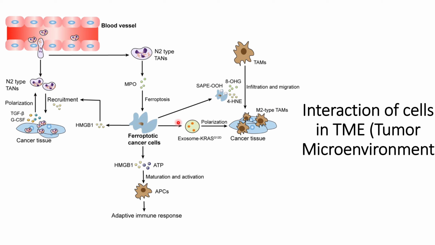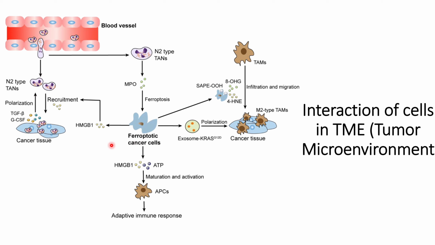So what will happen is that the DAMPs and other cytokines that are released by the ferroptotic cells because of the immune response will ultimately help in suppressing the immune response, such as these neutrophils being converted into N2 type neutrophils or tumor associated neutrophils, and also the monocytes being converted into M2 type macrophages or tumor associated macrophages. So both of them have an immunosuppressive effect.